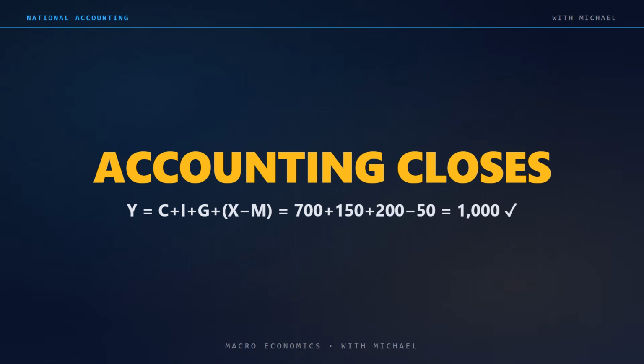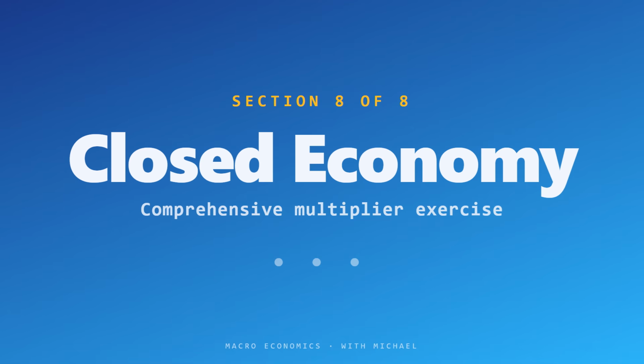As a check, we can rederive GDP from the expenditure side. Y equals C plus I plus G plus X minus M. Y equals 700 plus 150 plus 200 plus 100 minus 150. Y equals 1,000. This matches our original number. The accounting closes.